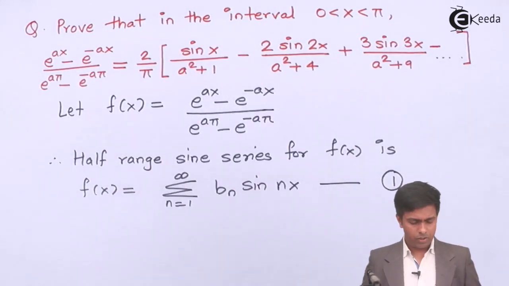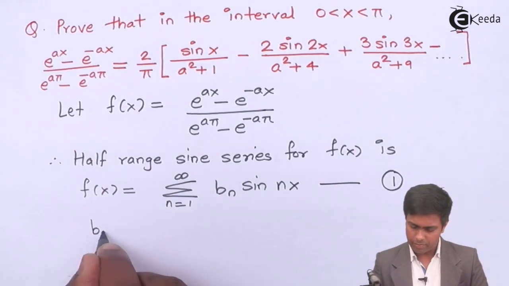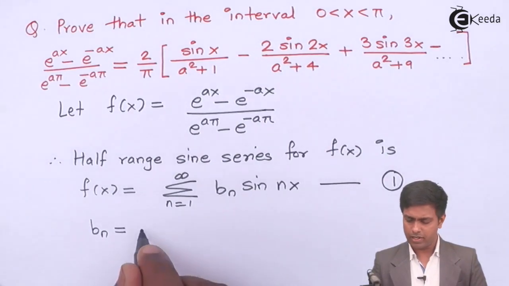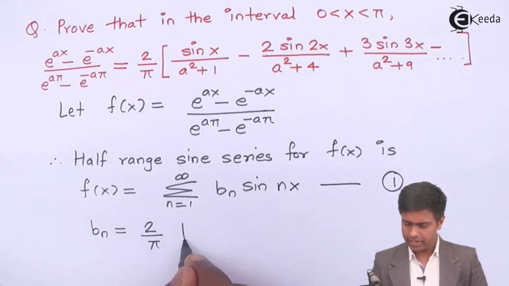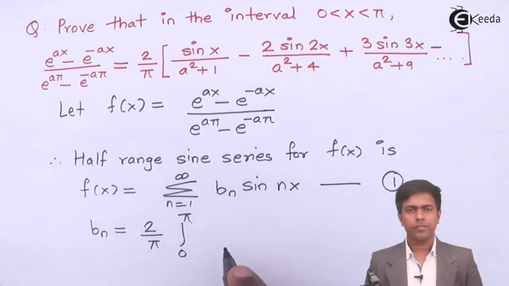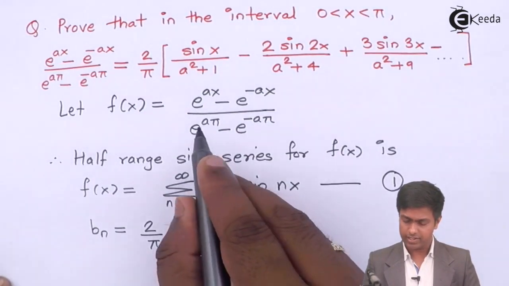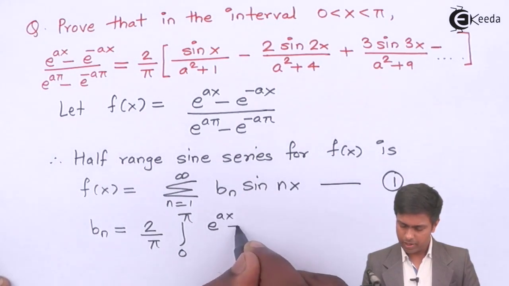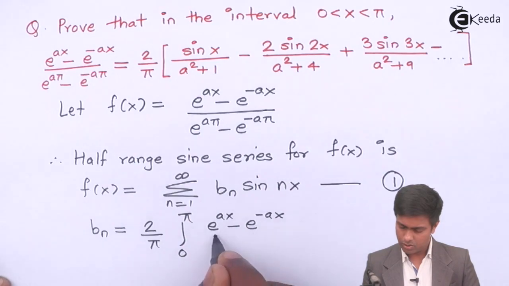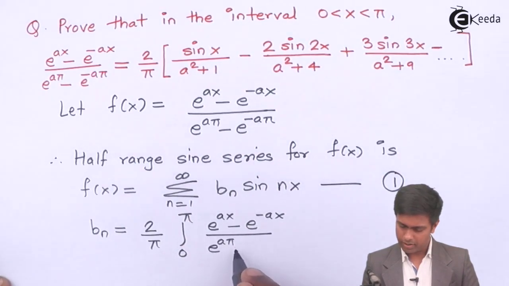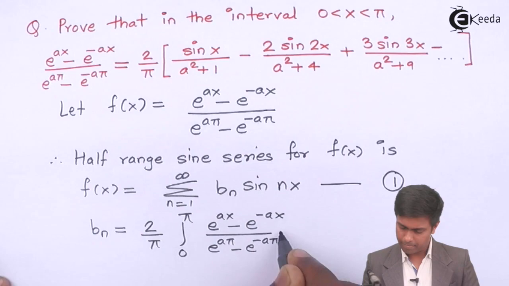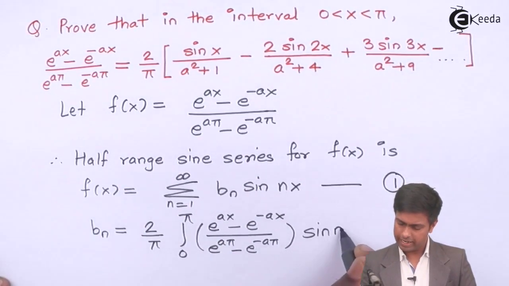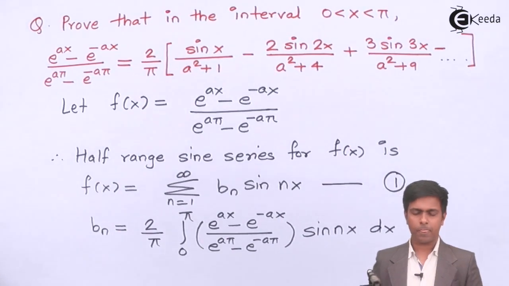So let's start. bn is given by the formula 2 upon L. Here L is pi, so 2 by pi integration 0 to pi f of x. f of x is this term, so I'll write it down: (e raised to ax minus e raised to minus ax) upon (e raised to a pi minus e raised to minus a pi), that is f of x, into sine of nx dx.